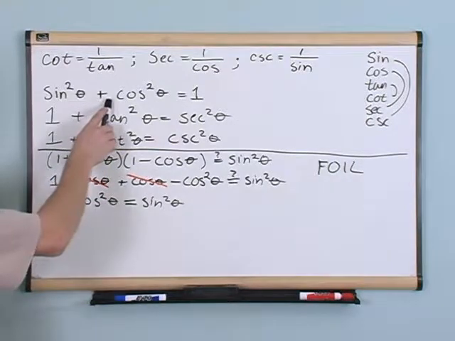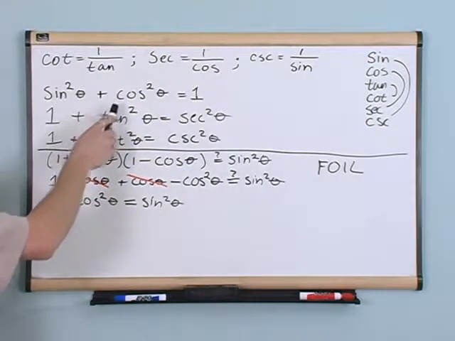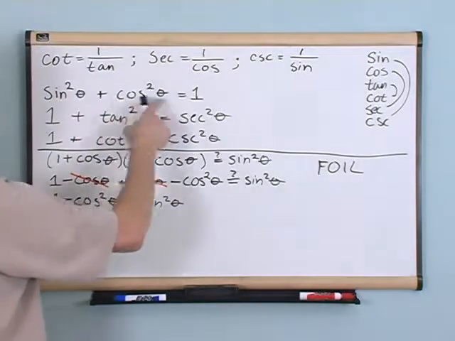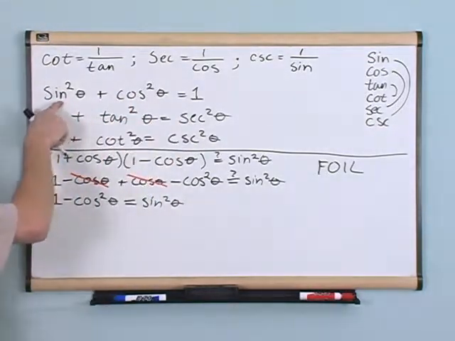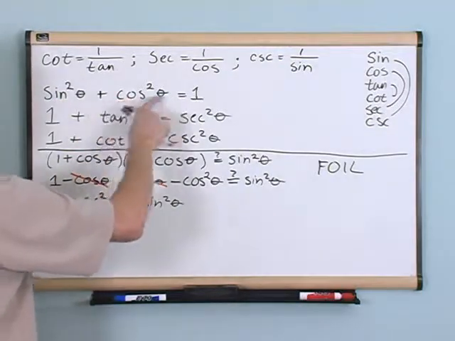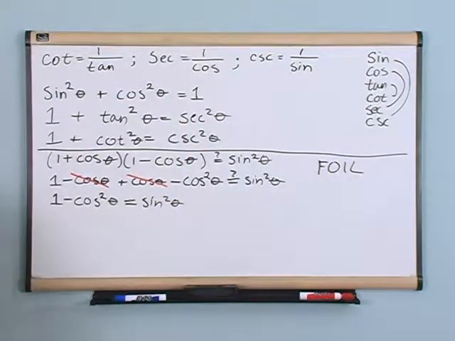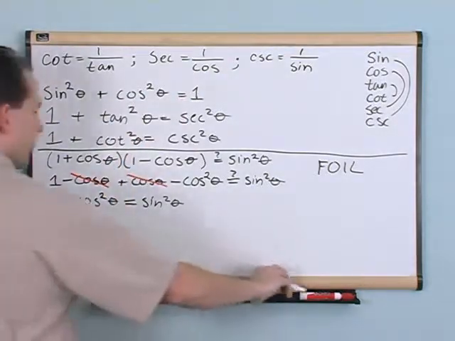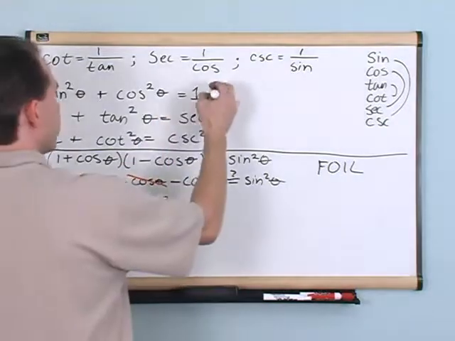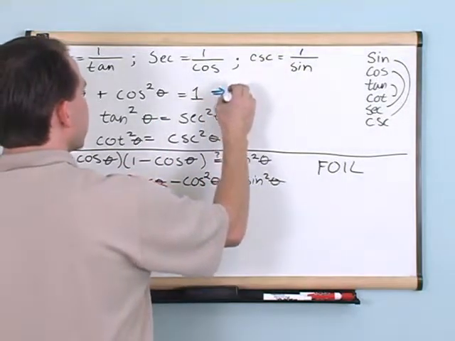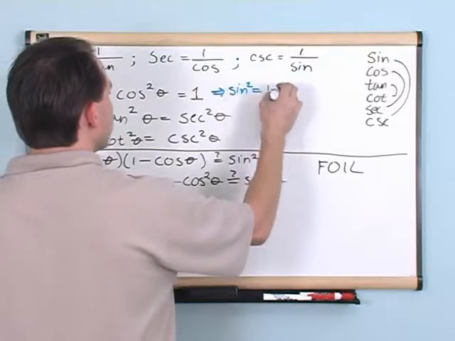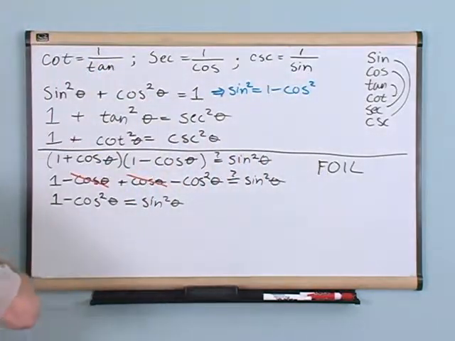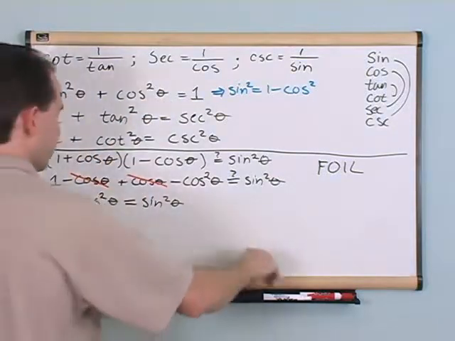If I take this identity and I solve for sine squared, then all I do is subtract cosine squared from both sides. So it'll have sine squared is equal to 1 minus cosine squared. So I've just proven to myself that 1 minus cosine squared is sine squared. All I did was subtract the cosine squared from both sides, and that equality is true.